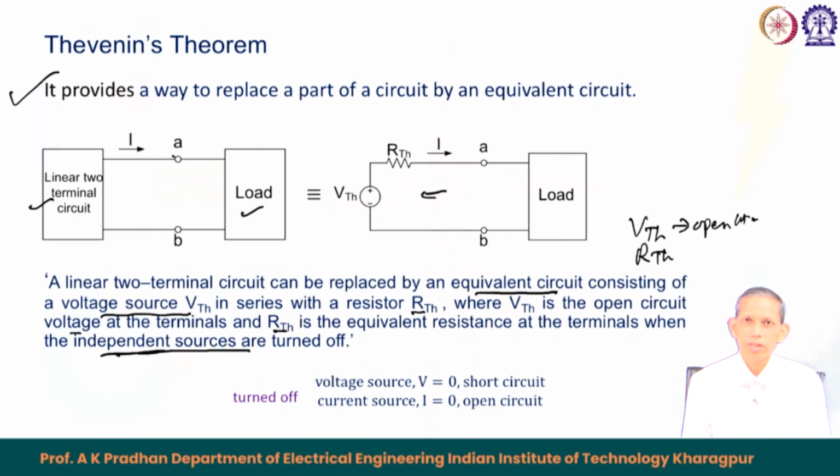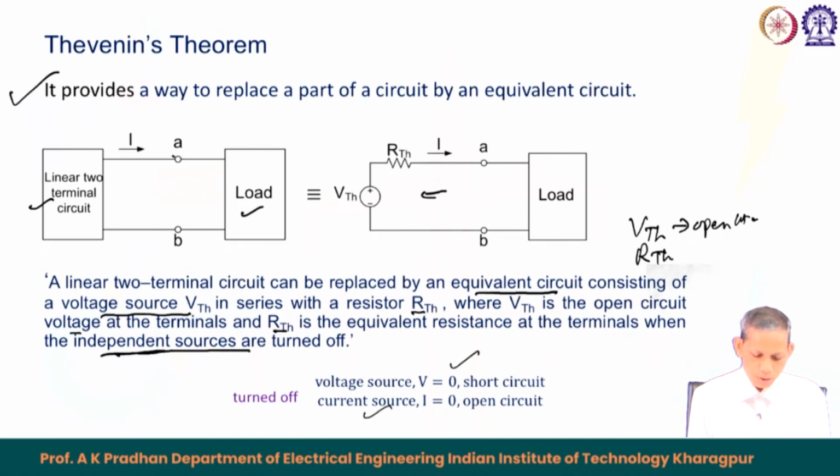Turn off means, as we have already done in case of superposition, voltage source shorted, V equals 0, and current source open, so that I equals 0. So, for finding RTH we will make all the voltage sources shorted and all the current sources open, and then we will find the RTH. At that time no source will be there in the circuit.